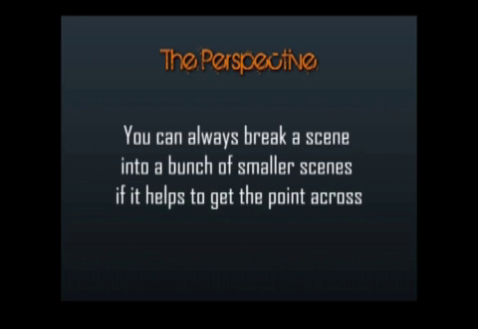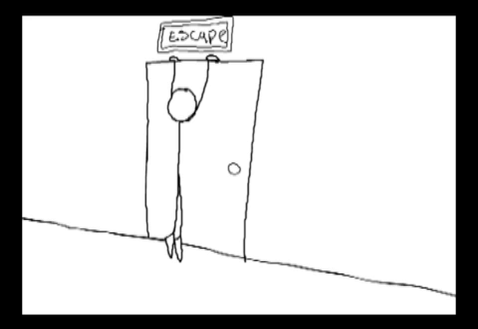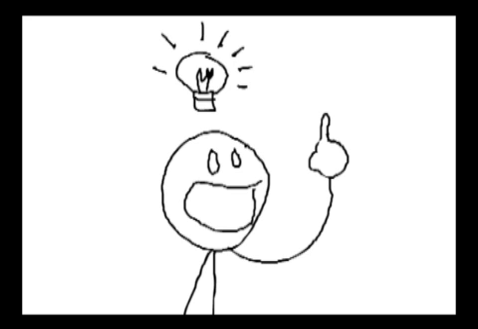It's also important to know that you can always break a scene up into as many smaller scenes as you need to clearly display what is going on. For example, let's say your character is finally able to find a key and open the door. You might show him from this angle, searching for a key. Then, you would break to another angle that shows him remembering something.